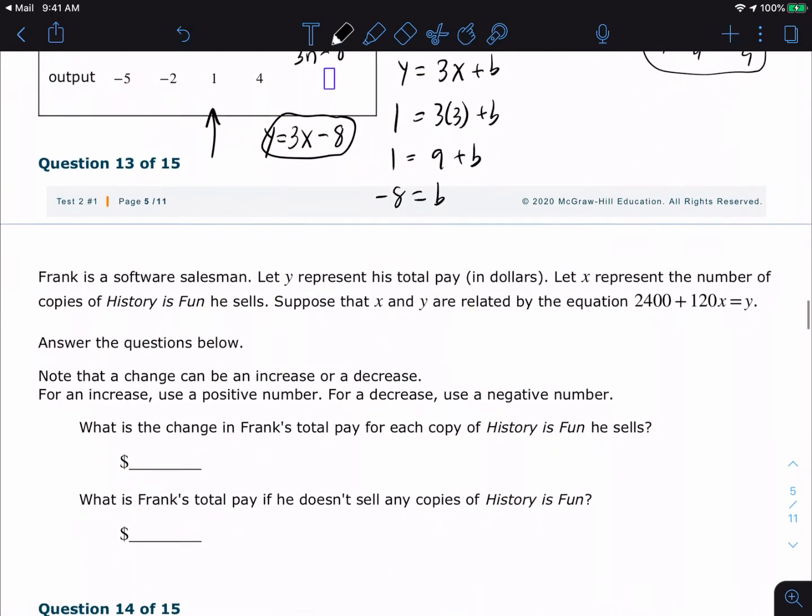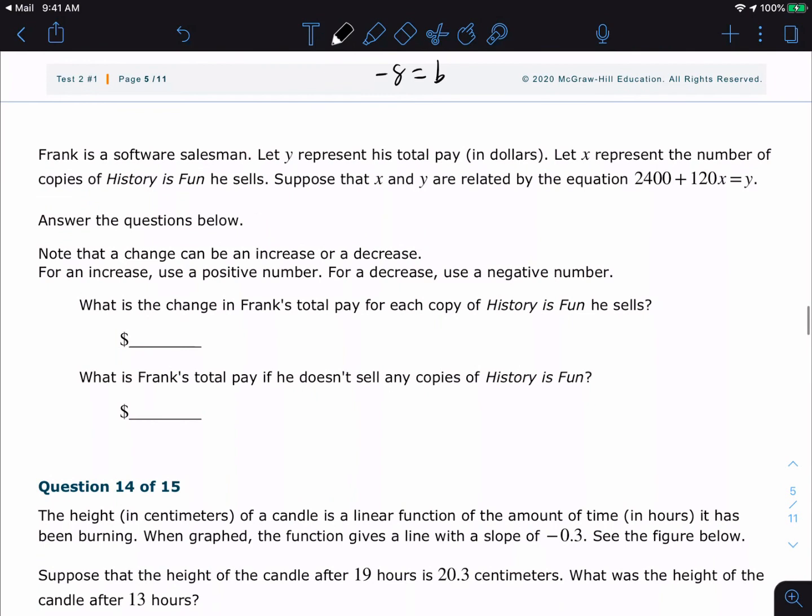All right, number 13. It says Frank is a software salesman. Let y represent his total pay. Let x represent the total number of copies of History is Fun he sells. Suppose x and y are related by the equation 2400 plus 120x is equal to y. Note that the changes can be increased or decreased. For instance, use a positive number for the decrease.